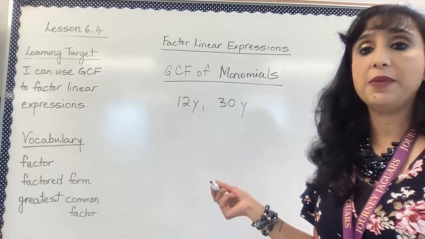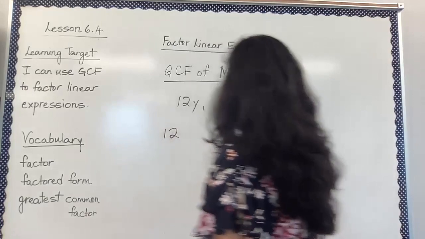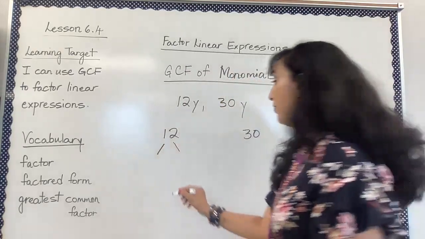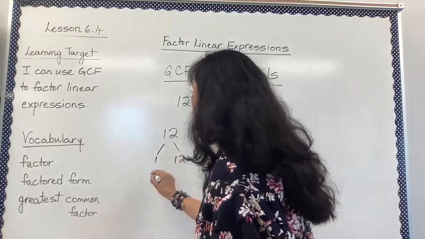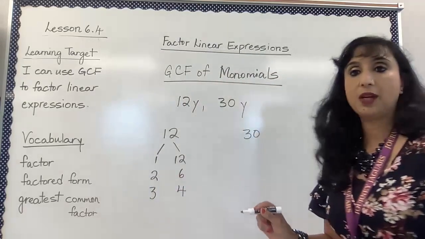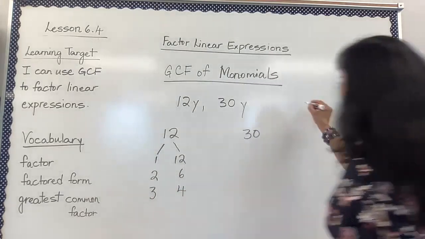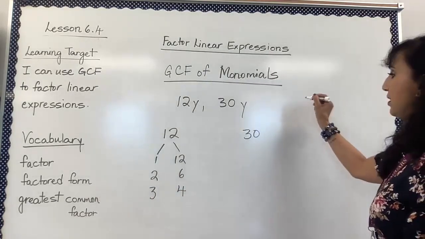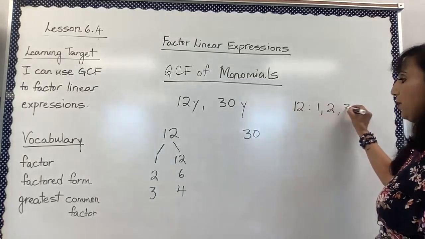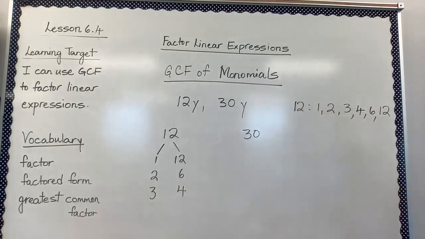And if I look at the numbers, let's look at the factors. If I take the factors of 12, what can I do to get 12? I can do 1 times 12, 2 times 6, 3 times 4, right? All these are going to give me 12. So if I list these, my factors of 12 are going to be 1, 2, 3, 4, 6, and 12.